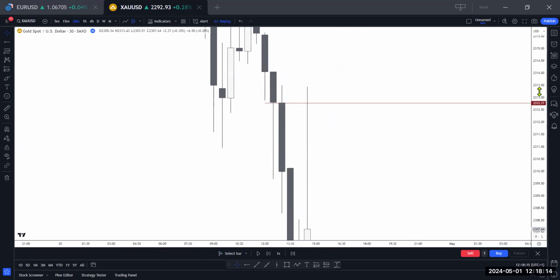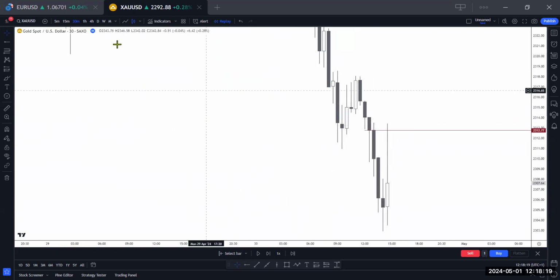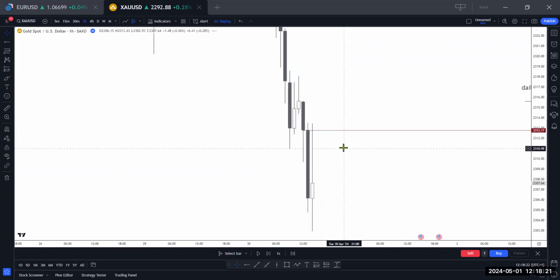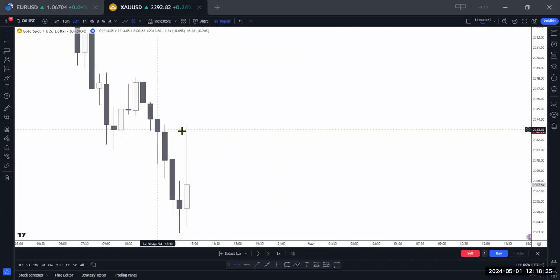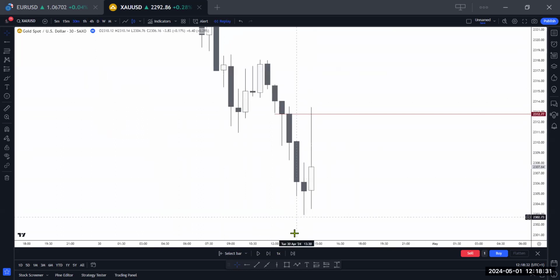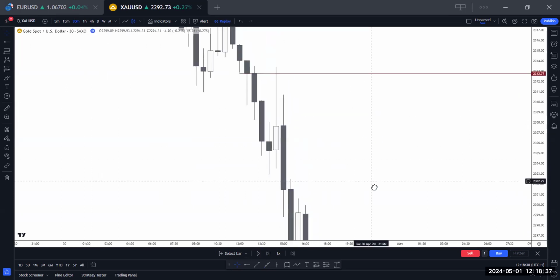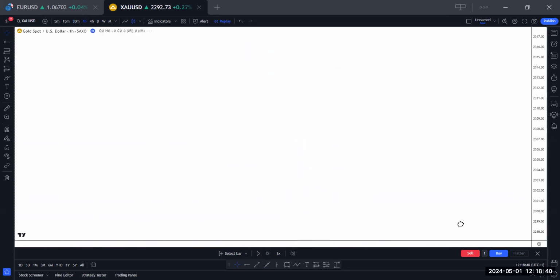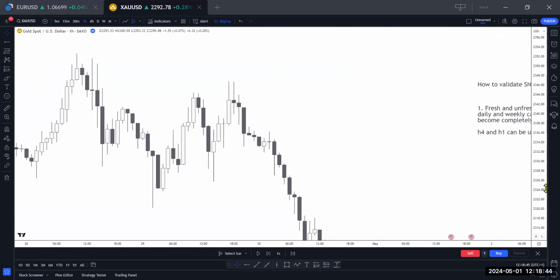It only works for continuation setups. So for a continuation setup, you go to H1, you mark the gap level, you go to M30, and it's still the same line. You don't have to mark anything. There's a big chance that price is going to use that level, and that's why when price tapped, it started to sell. Let's see if we can get more examples.